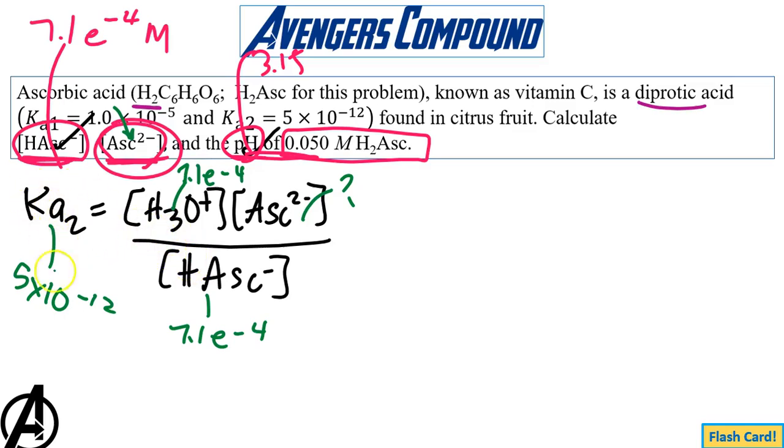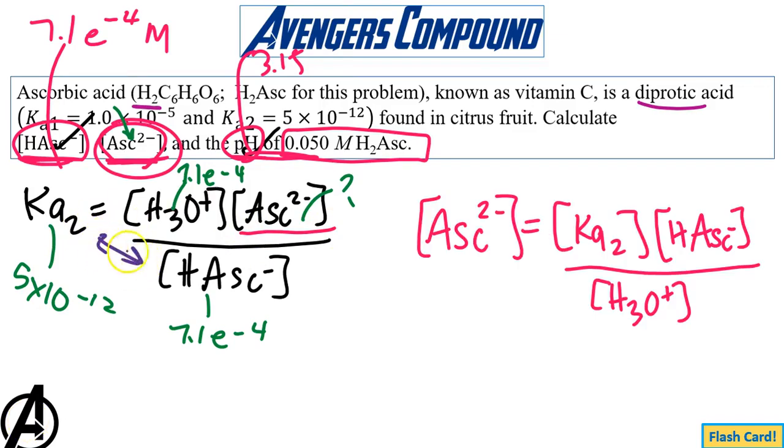So Ka2 is given as 5 times 10 to the negative 12. We solve for this HASC minus as 7.1 times 10 to the negative 4. We also solve for H3O plus, which is also 7.1 times 10 to the negative 4. We're going to rearrange this equation to solve for our ASC2 minus, and that's all we have to do here. So what I'm going to do is cross multiply, and then I'll divide to solve for that. So I'm simply going to cross multiply here, and then I'll divide by H3O plus. So my ASC2 minus equilibrium concentration is equal to my Ka2 times HASC minus divided by H3O plus.